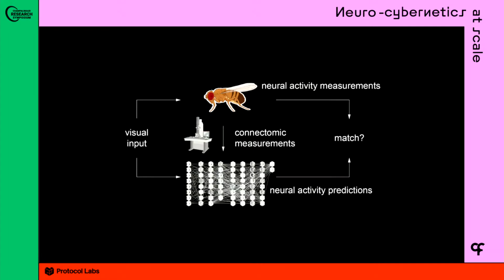So now we can ask, how well does our model predict neural activity measurements, for instance, those that have been made in the lab across the motion pathways across various cell types here? And then we can compare those measurements made in the lab to the predictions from our model and see how well we're doing. How well does this model work?